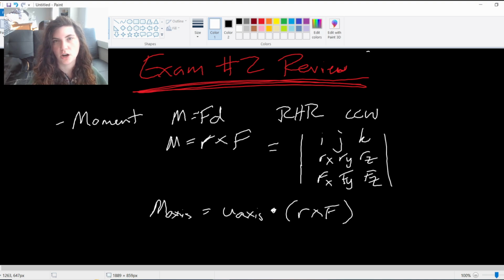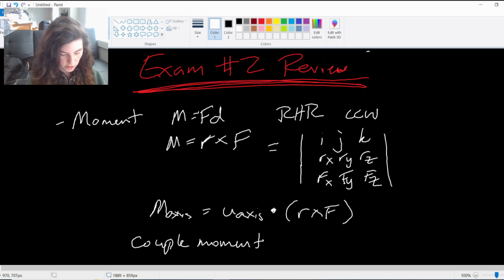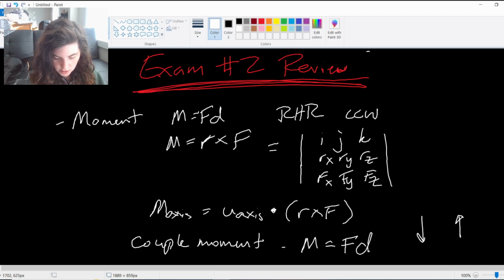And then the last major concept in moments would be understanding what a couple moment is, what that means, and how it's applied. How it's applied when you're finding your equivalent moments, your equivalent forces, when you're adding things together. So understanding what a couple moment is, and that a couple moment still uses F times d, so the perpendicular distance between them and the F of just one of those forces for a couple moment.